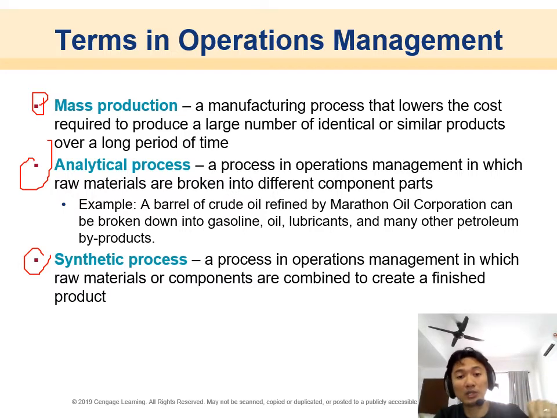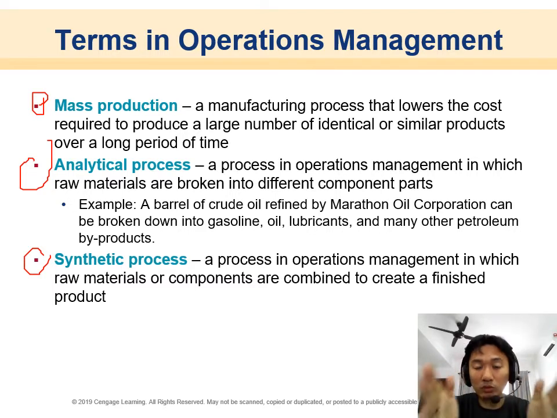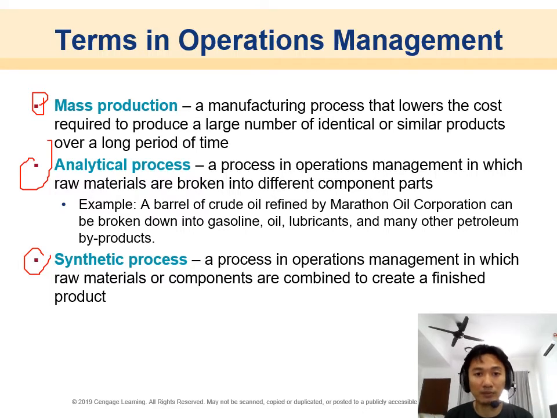Then we also look at synthetic process. Synthetic process is the opposite of analytical process. If analytical is breaking one product into different types of products, synthetic process is when we combine raw materials to produce a finished product. For example, we combine several types of chemicals and then we get a different type of plastic. So it's combining instead of breaking down.